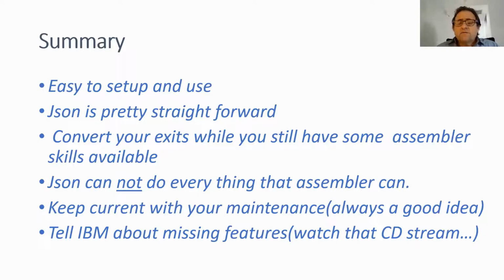Obviously JSON is not a versatile programming language like assembler is, so there are some things you won't be able to do in JSON. And as you can see, this is a kind of teething area, and you want to keep your maintenance current, which is a good idea anyway. But if you're going to use JES2 policies, you really want to be way up there with your RSUs. And I'm urging you to tell IBM about any missing features or policies that you'd like to see, policy types you'd like to see with exits that you're using and you want to replace.